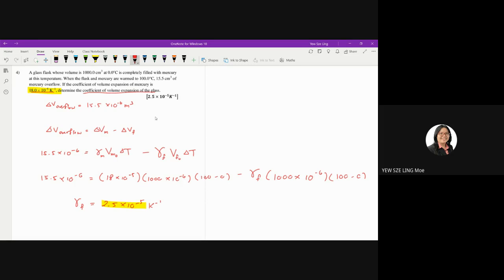So I give you 1 minute to write it down, because this is very similar to the previous question. So 1 minute for you to write it down, then we will proceed to the next question.